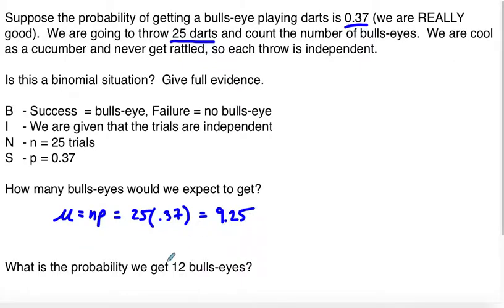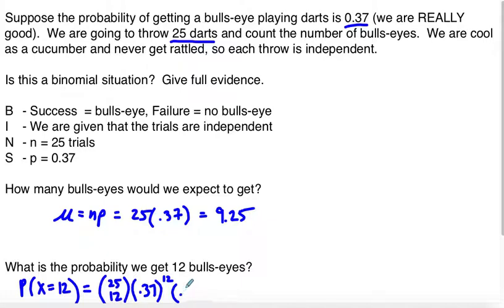What's the probability we get 12 bullseyes exactly? So the probability that we get exactly 12 bullseyes. This is binomial, remember, so we get to use our binomial formula. So the top number is the number of trials, 25. The bottom number is the number of successes we're trying to get, which is 12. Then we take the probability of success, which is 0.37, and we raise that to this bottom number, 12. And then we do the probability of failing, which is 1 minus 0.37, which is 0.63. And that will get raised to the 25 minus 12, which is 13.